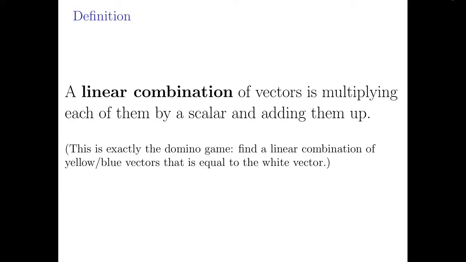And if you think about it, you'll realize that's exactly the domino game. The whole name of the game in domino land is find a linear combination of the starter dominoes that is equal to the white domino that you're trying to get. And we will frequently talk in this class about all the vectors that you can get through linear combinations of another set. And that turns out to be a really key thing.